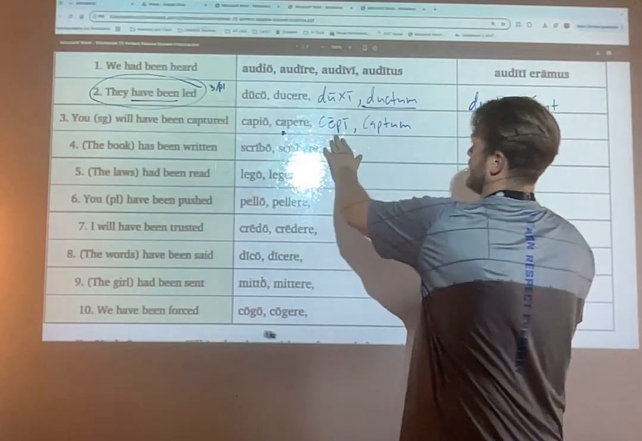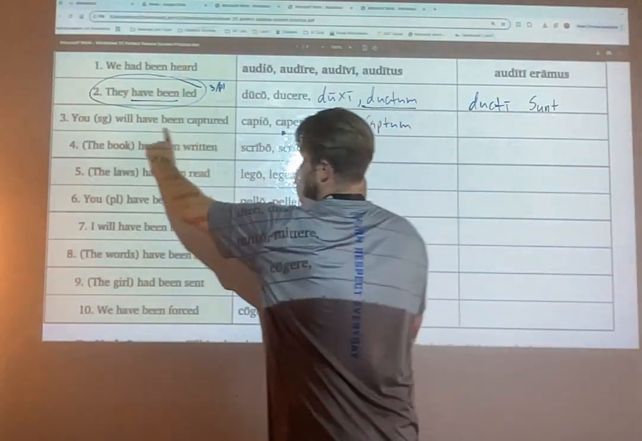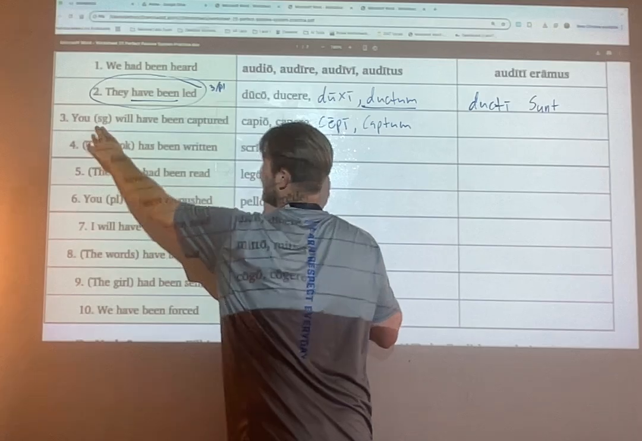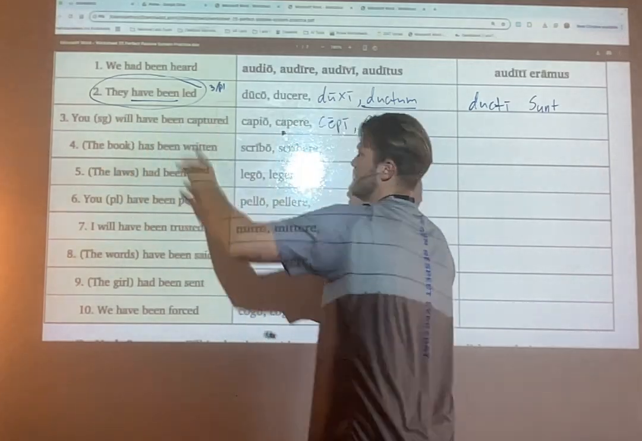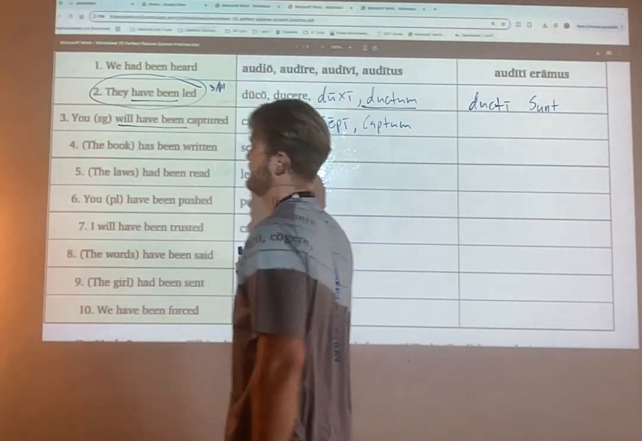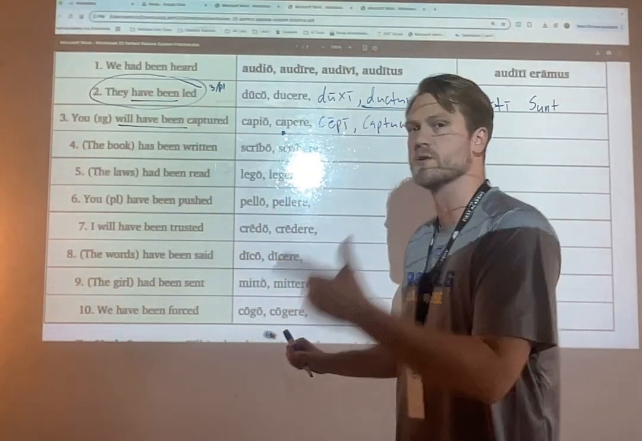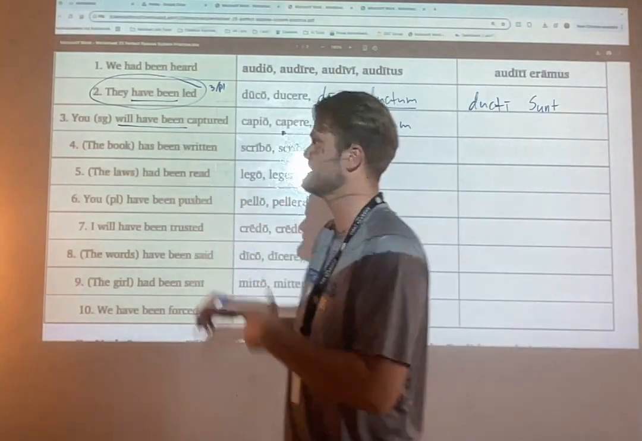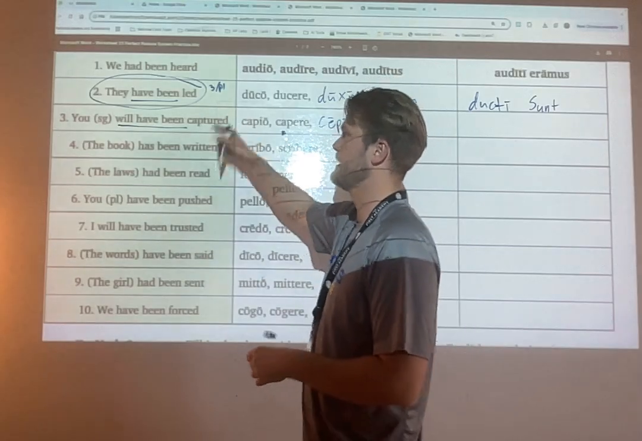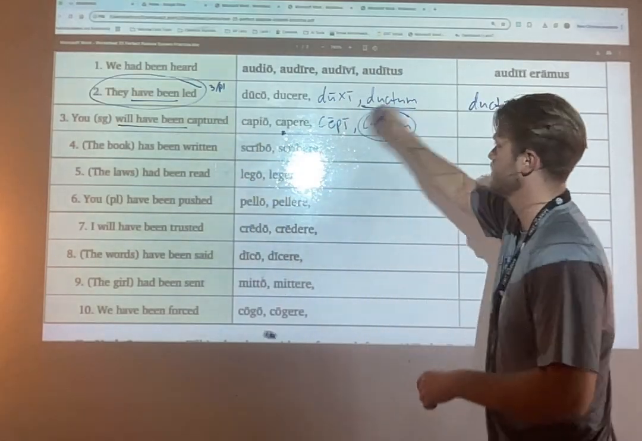And so what we're going to have to do here is look at the sentence that's given to us. You, talking about one person singular, will have been captured. So I look at that and I'm saying, oh, will have been, will have. That's future perfect. So you singular, of course, is second singular. Future perfect passive. All right, so I need that fourth principal part.